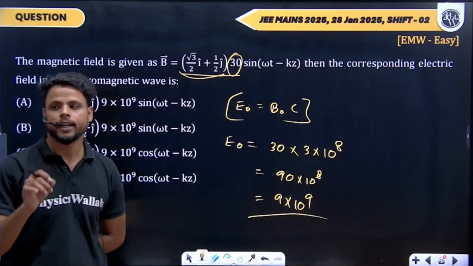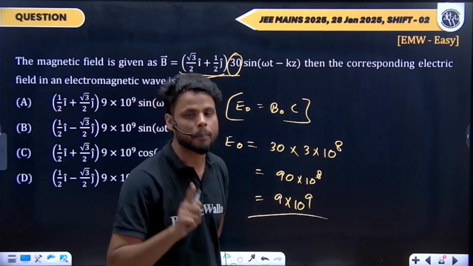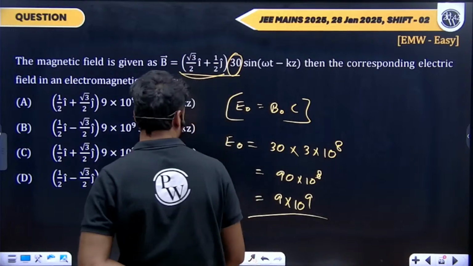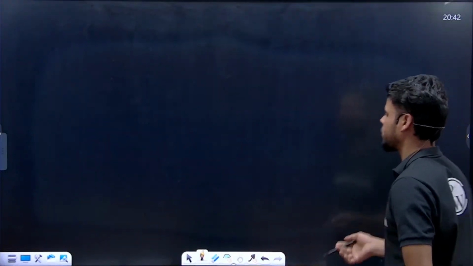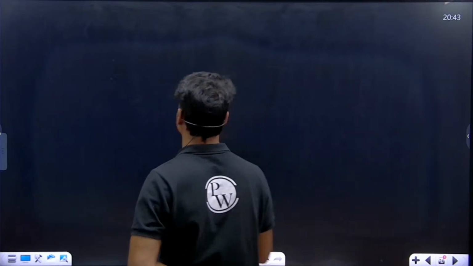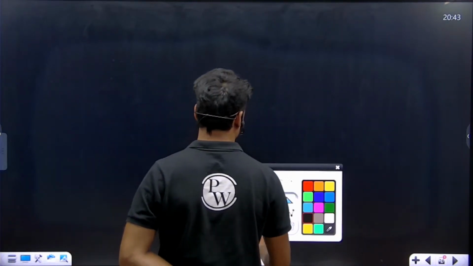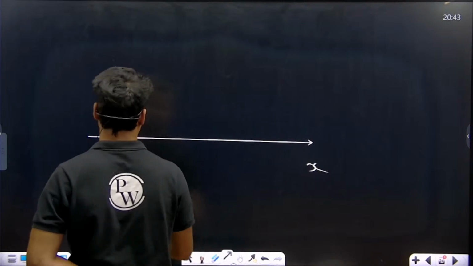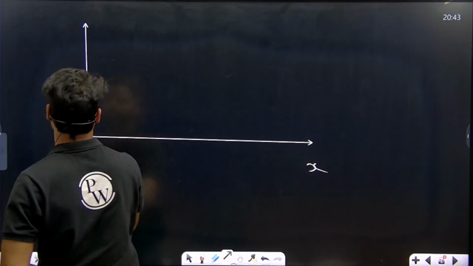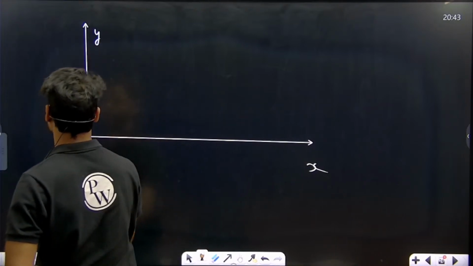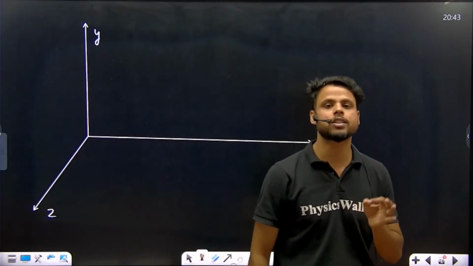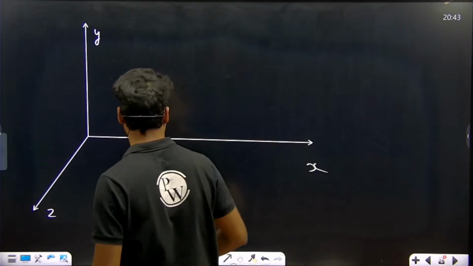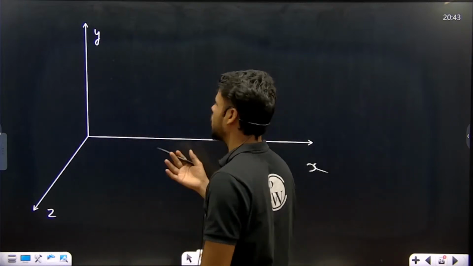And we know that electric field and magnetic field are mutually perpendicular, and both are also perpendicular to the direction of propagation of the wave. So now I am drawing the wave structure of this. As you know, this is our x-axis, this is the y-axis, and this is the z-axis. If the wave is moving towards the x-axis, then the magnetic field will be towards the z-axis and the electric field will be towards the y-axis. So I am trying to draw a 3D diagram.